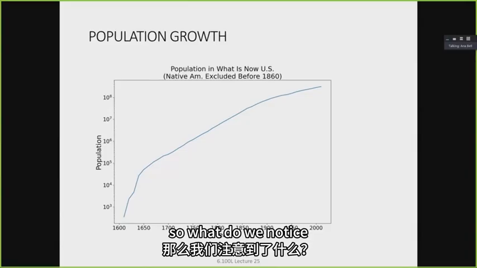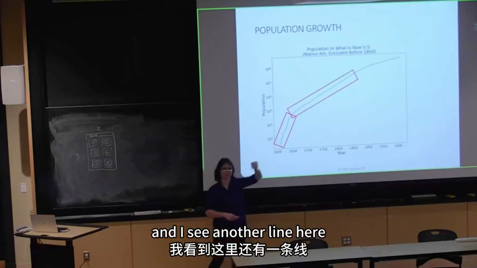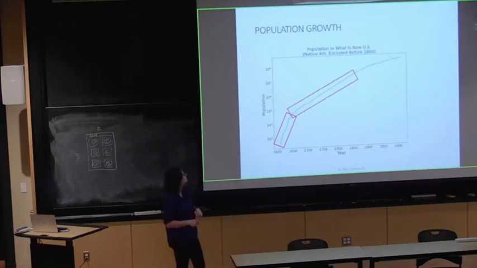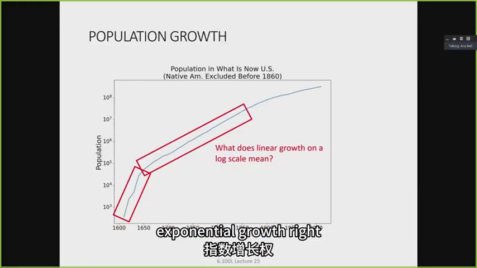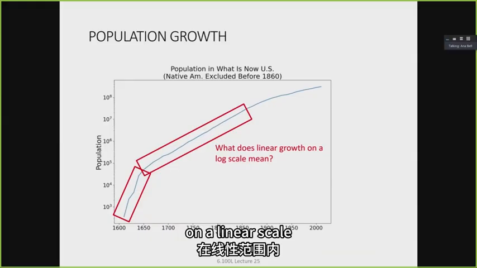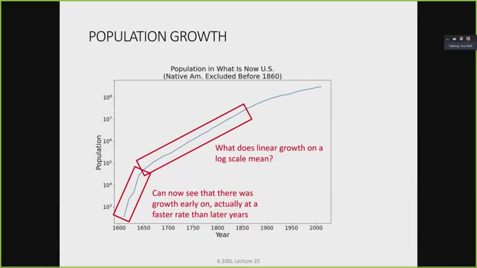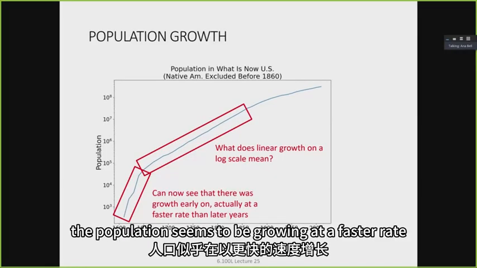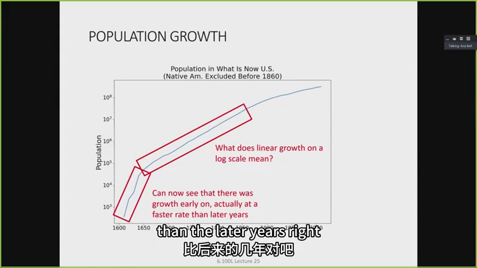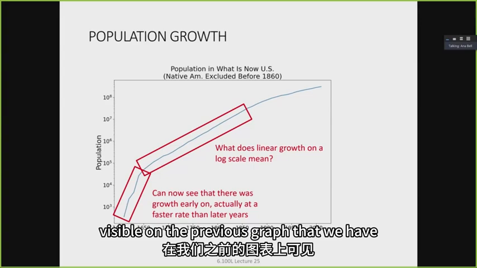So what do we notice? Well, I see a line here, and I see another line here. Again, linear growth on a log scale means exponential growth on a linear scale. So what we notice is that there are two time periods of exponential growth. And in fact, those early years seem to be growing at a faster rate than the later years, right? And that was not readily visible on the previous graph that we had.